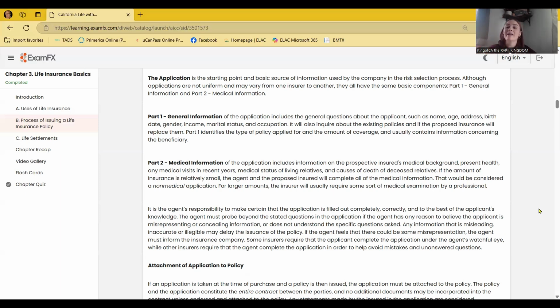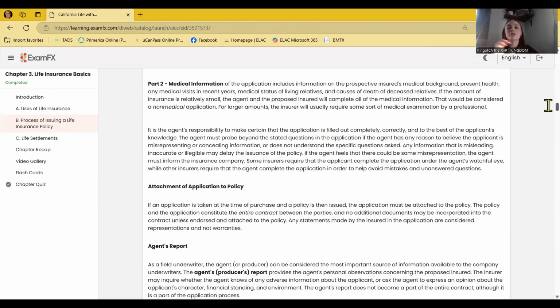Part 2 is the medical information. Now, for the medical information, it's going to include several things. So first is obviously our medical background, right? They need to know how our background is medically. Next is our present health, how we're doing right now, right? Any medical visits, any time spent in the hospital. It's also going to ask the health situation with our living relatives.